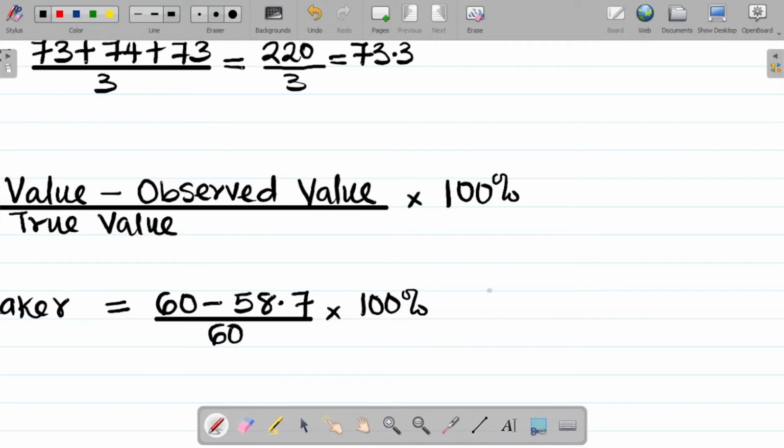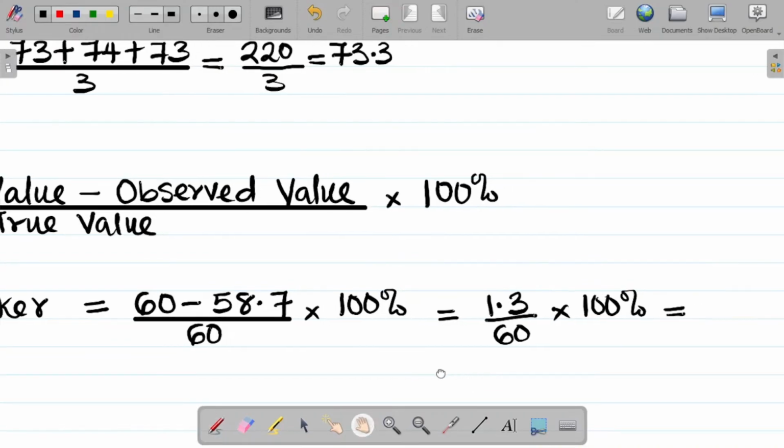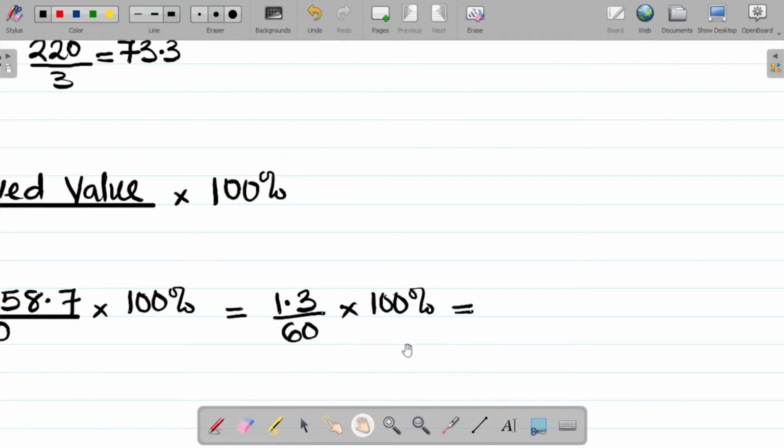So this is equal to 60 minus 58.7. If I do that math, I have my value as 1.3. That becomes 1.3 all over my denominator there, which is 60 times 100%. And that's equal to 1.3 divided by 60 multiplied by 100, which gives you about 2.17. But since I'm using one decimal place, I'll just use 2.2%.